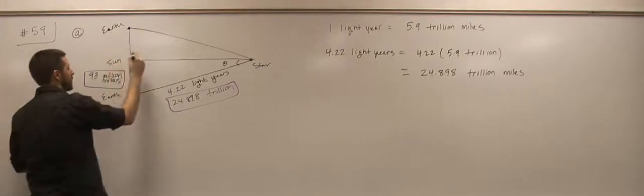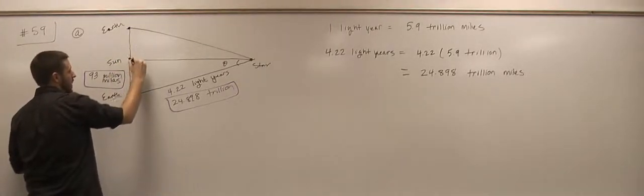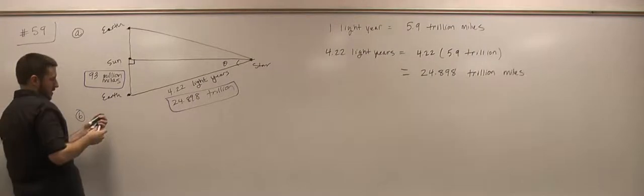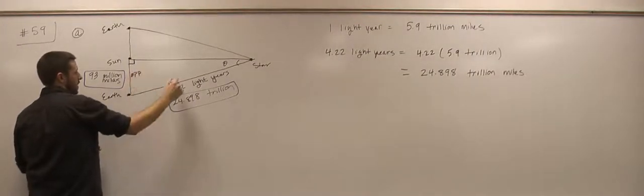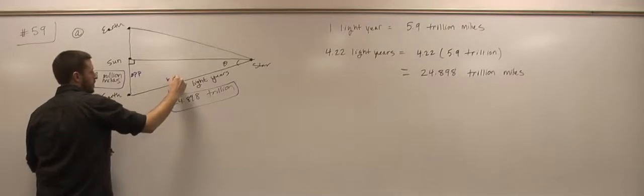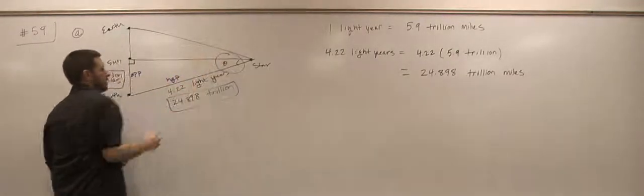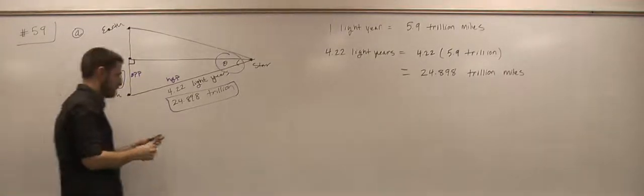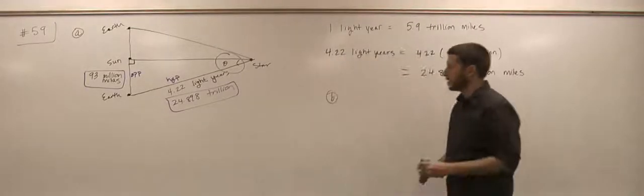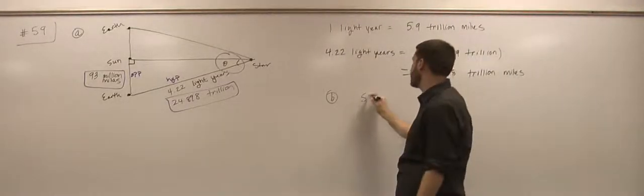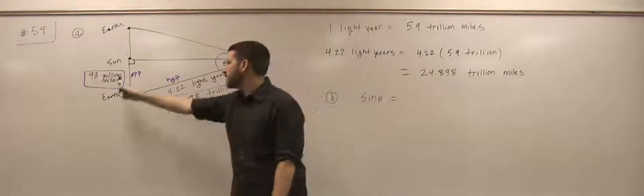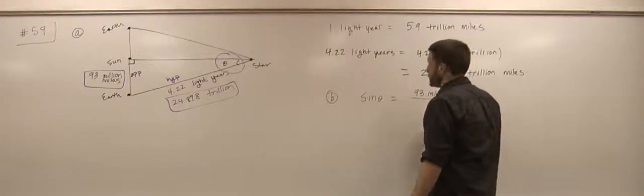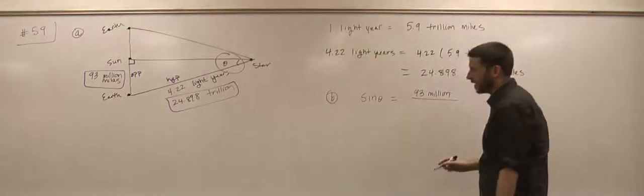The implication is that the way this is set up, these form right angles. So I have a right triangle, and I know the opposite side and the hypotenuse. If you're focusing on theta, this side would be opposite, this side would be hypotenuse. So then we would set up sine of theta equals 93 million over 24.898 trillion.